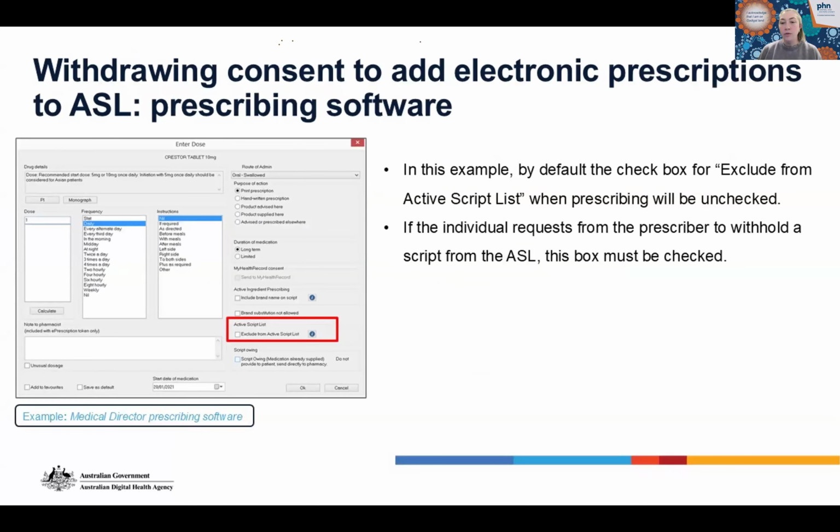Yep, perfect. So, withdrawing consent: if a patient has chosen to withdraw consent to a certain medication from their ASL, then you have to comply with their choice. The doctor in this instance will need to select the exclude from active script list, or whatever the equivalent button is in your software. In this prescribing software, the ASL consent box is checked as a default. Therefore, to withdraw, the doctor will need to uncheck it and then save those settings.